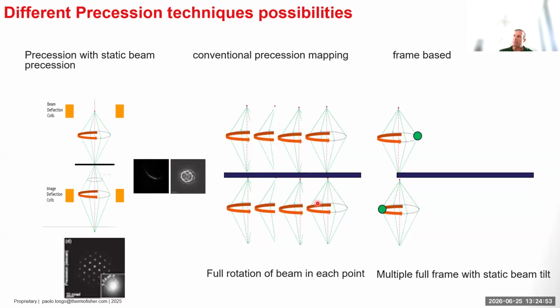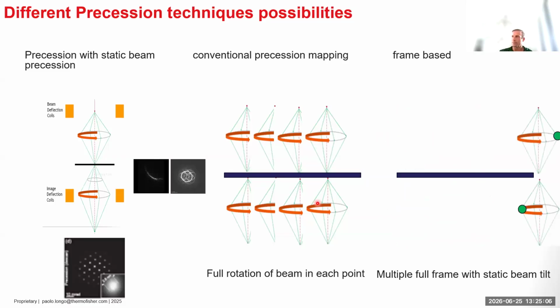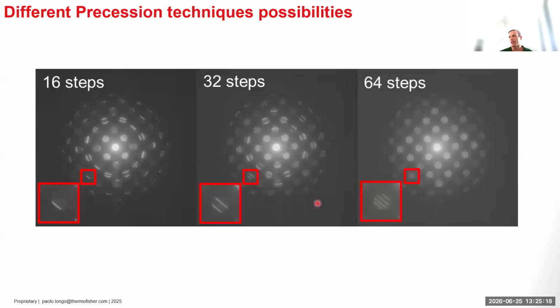And then you have a frame-based precession where basically you do a tilt and then you collect the 4D STEM data set. Then you do another tilt and you collect the other one, okay? So these are the two different approaches that we have. What we're trying to do is script the frame-based precession. These are the three different examples here.